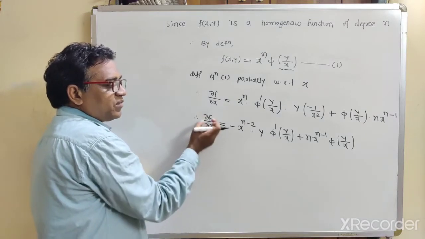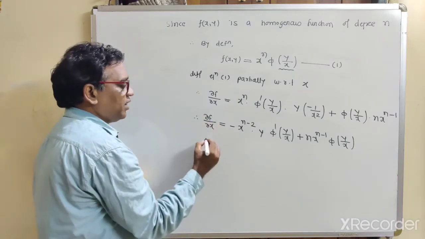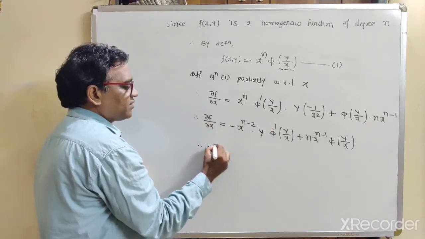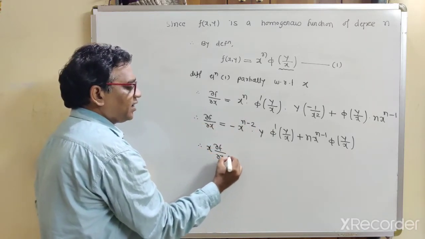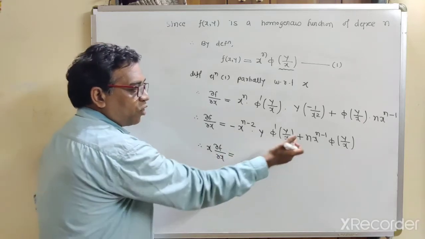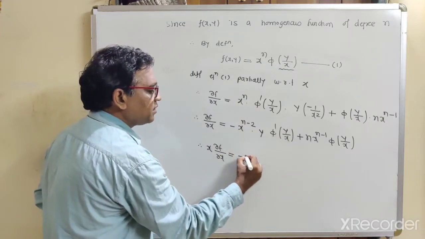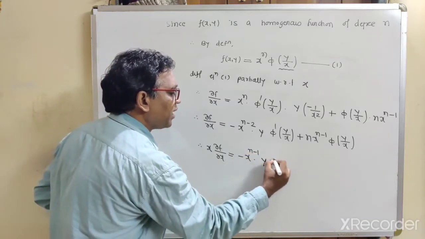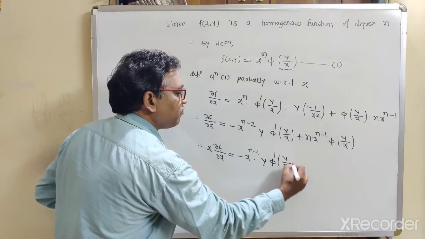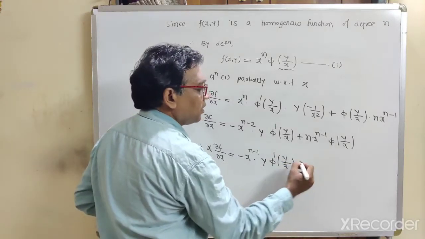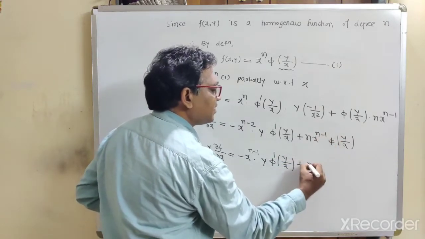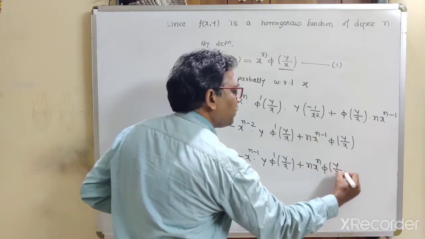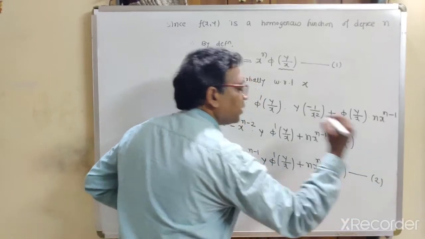Now multiply this equation both sides by x, so this is just multiply throughout by x. So this is x into del f by del x is equal to, now multiply this term by x, means x raised to n minus 1 into y, phi dash y upon x, plus, multiply this term by x, that means we get n x raised to n into function of y by x. This is, suppose, equation number 2.